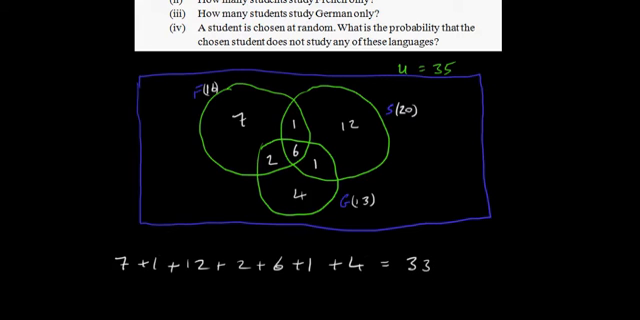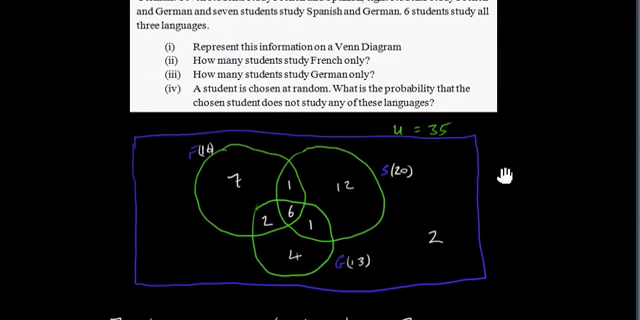So that will give me, have I got that right? 7 and 1 is 8, 20, 22, 28, 29, 30, 31, 32, 33. So we've accounted for 33 students here, which means that there are 2 students missing, so these 2 students must be out here. So now we've got everything filled out. So these 2 students don't study any of these 3 languages.